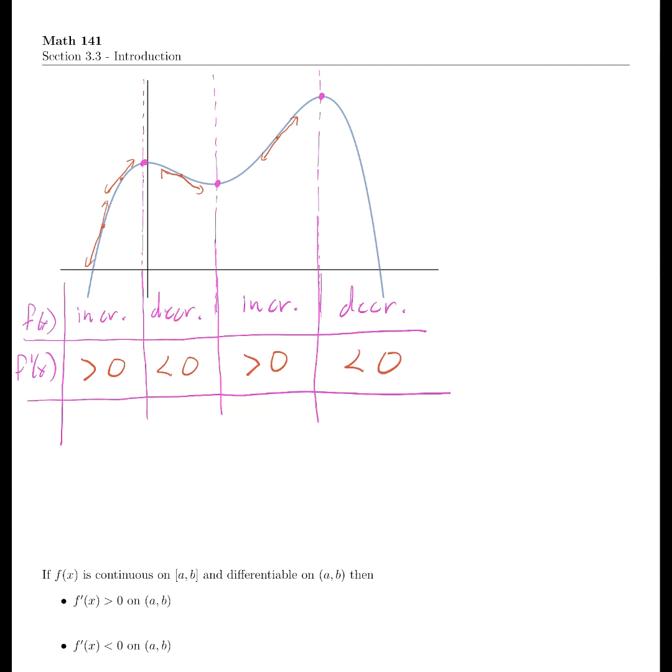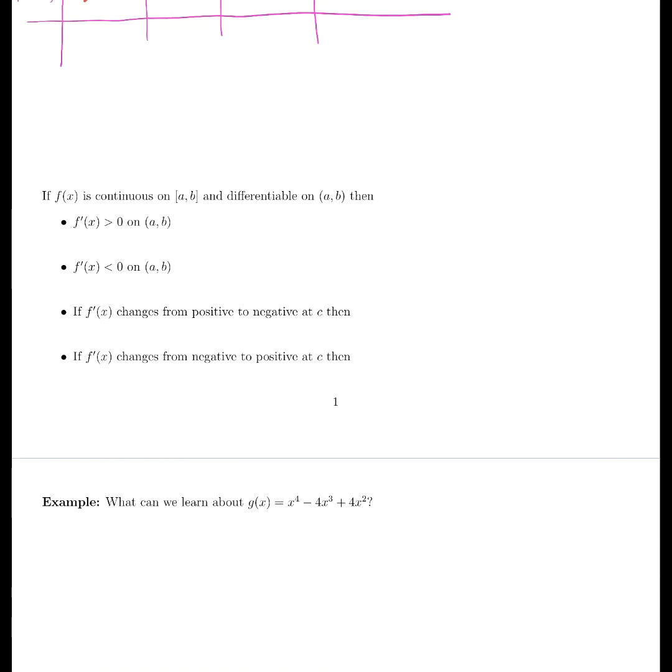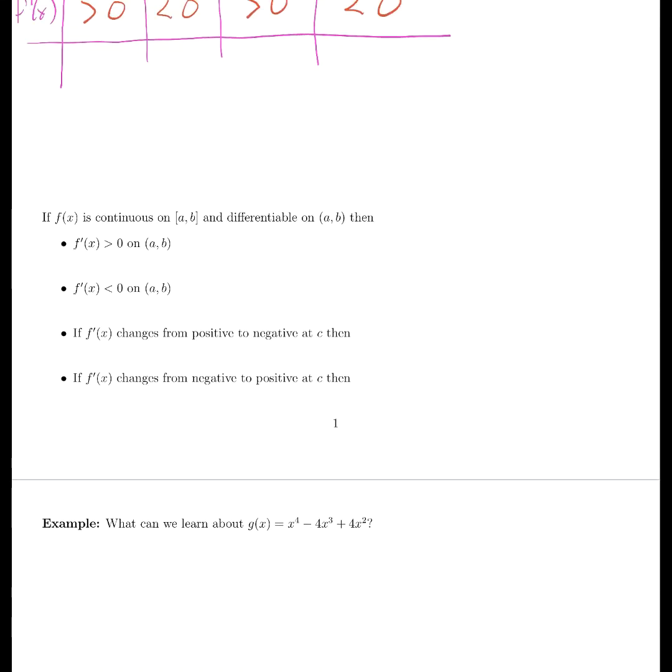Okay, we can generalize this. It seems every time the derivative is positive, the function is increasing. The derivative is negative, the function is decreasing. So if f is a continuous function on some interval [a, b] and differentiable on (a, b), then f prime greater than 0 on (a, b) implies that f of x is increasing. So if the derivative is positive, the function is increasing.